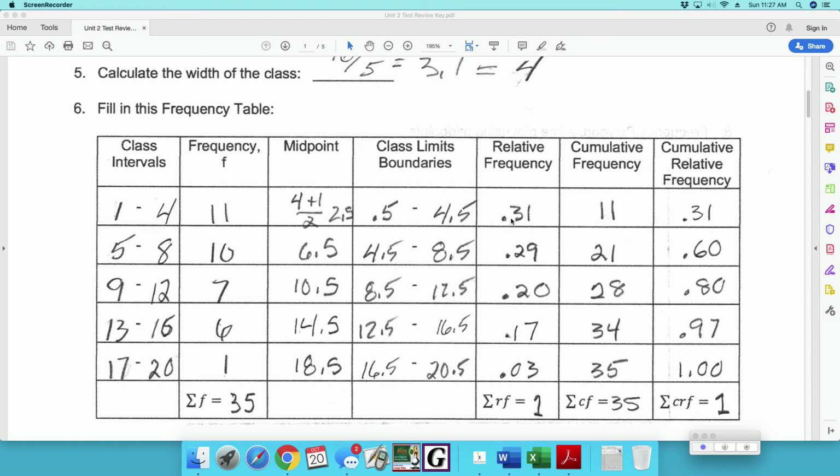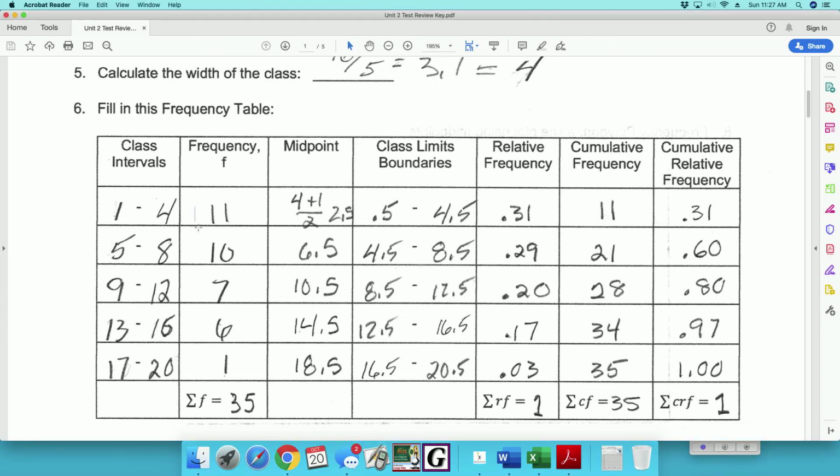Relative frequency is the frequency divided by the total. So 11 divided by 35, rounded to 2 decimals, is 0.31. You do that for every single one. If you add up all the relative frequencies, you have to get 1.